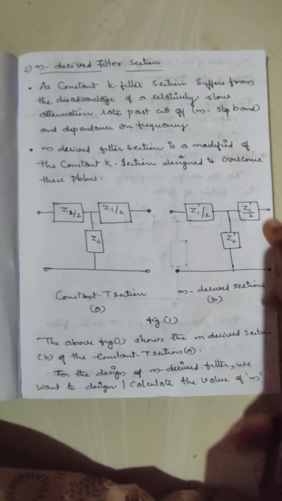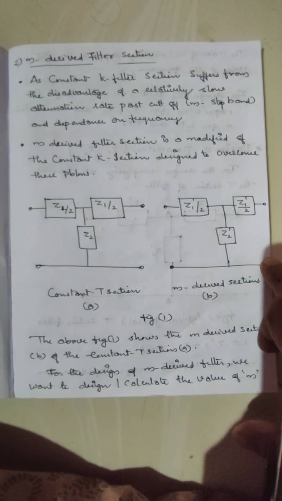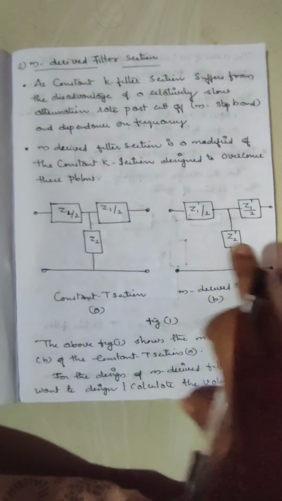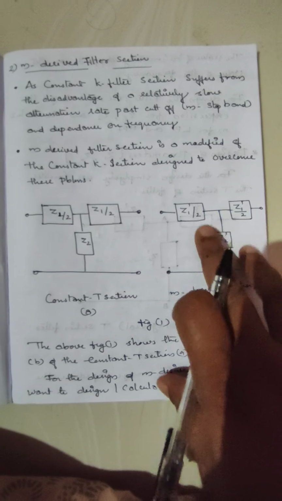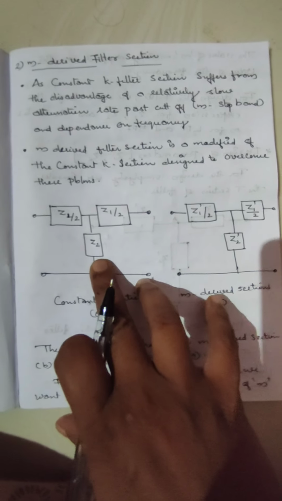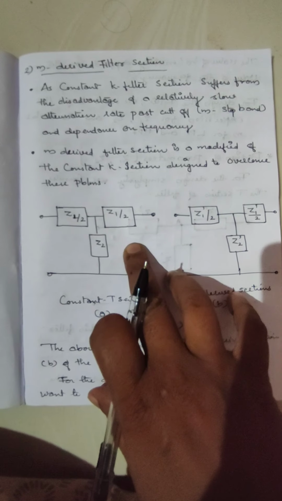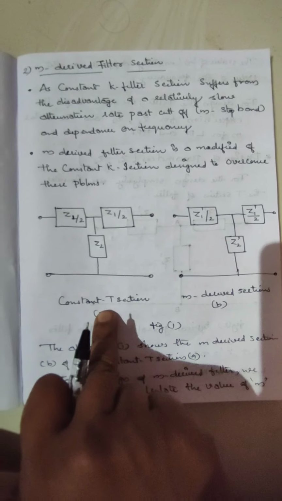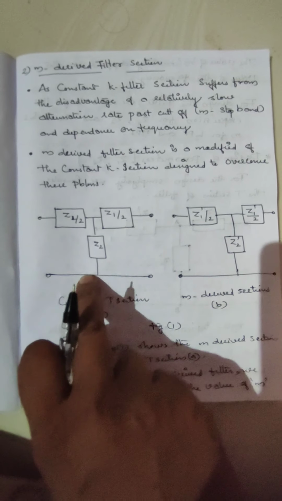So in the case of the derived filter section, here is the figure I have drawn, a T section. Okay, the T section and the pi section I have already mentioned. Two forms are there, but here I discuss mainly based on the T section. So this is the T section model of a constant k filter.